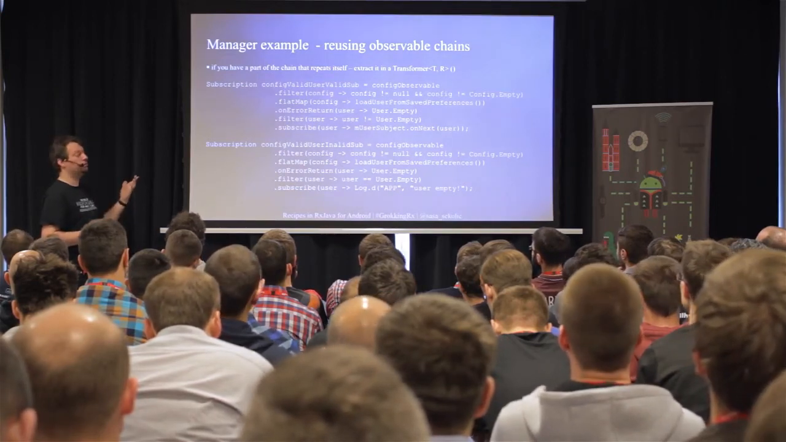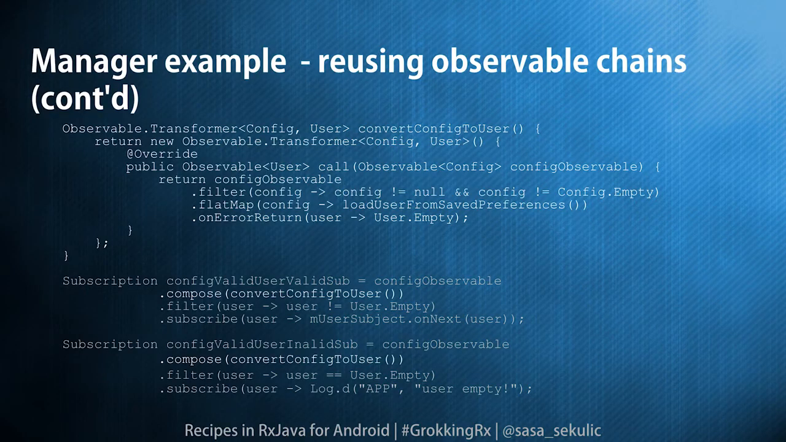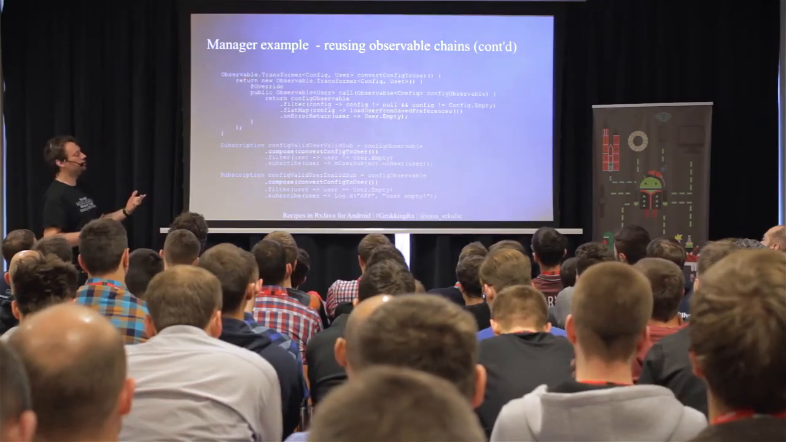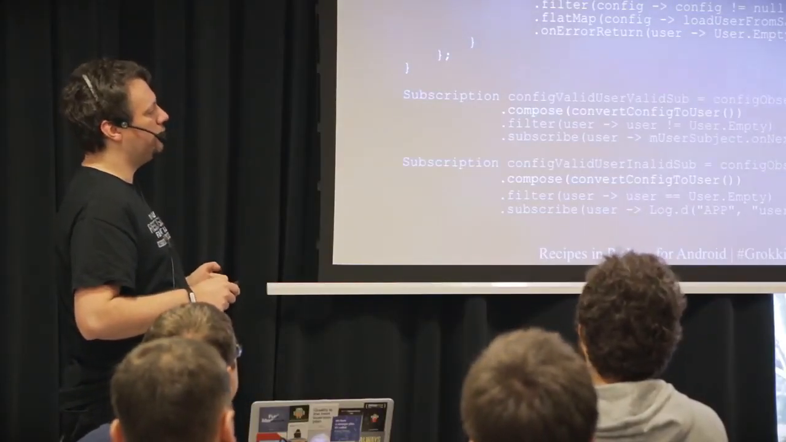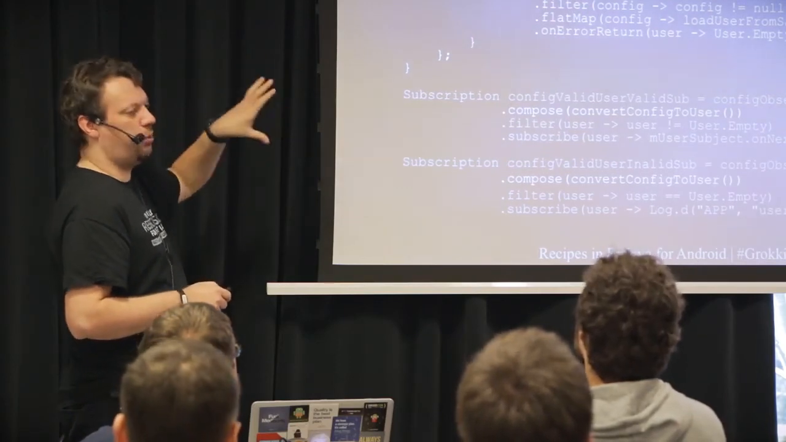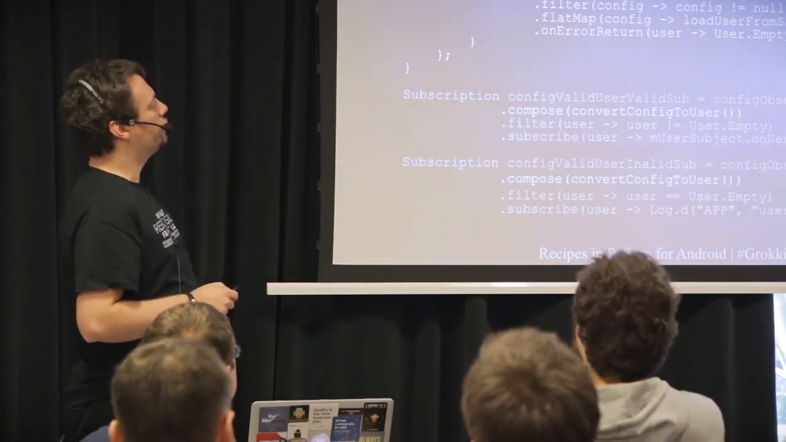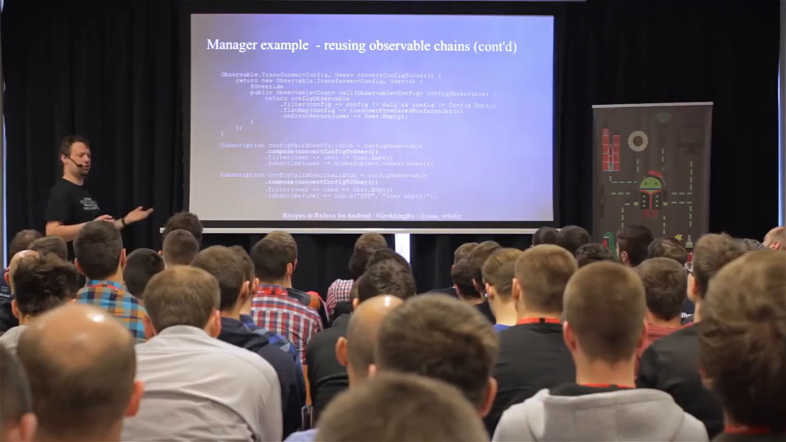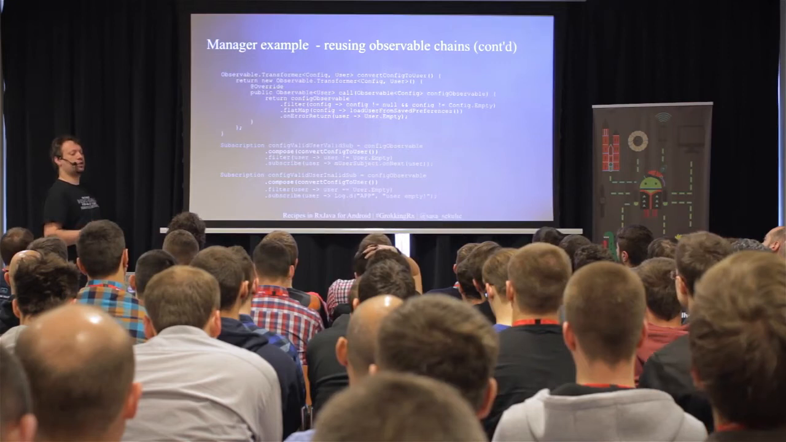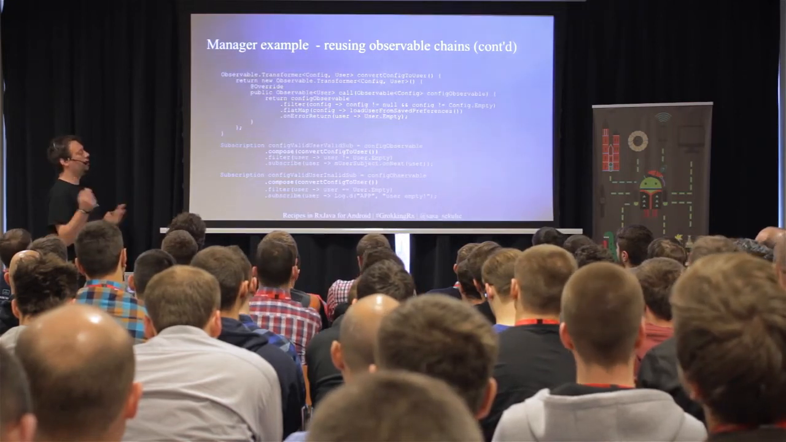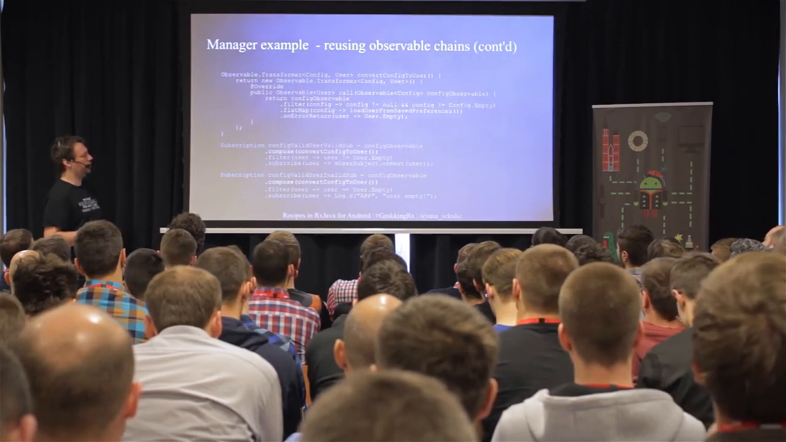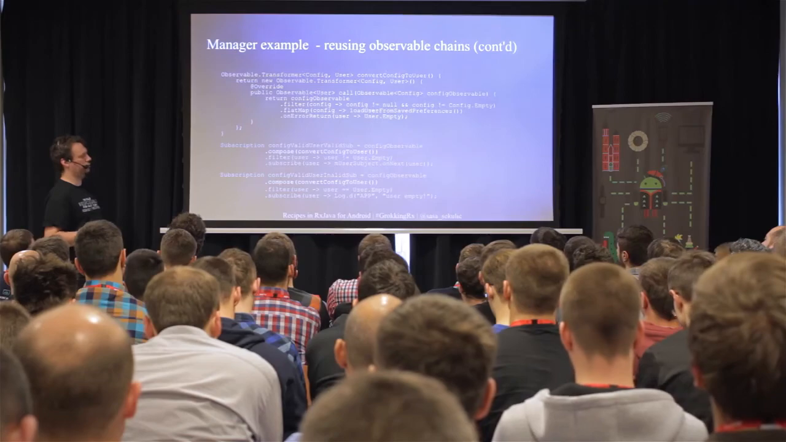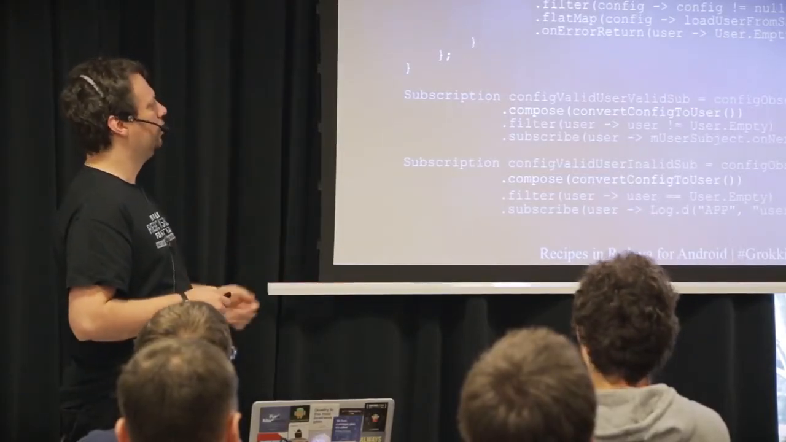Well, you have a transformer. So what does a transformer do? It takes one observable and returns something else. Why would you do that? Because then you can use this to extract parts of the chain that are used elsewhere. You can also return different types, and as you can see, you can also return the same types. So you say, okay, this is the transformer that takes the configuration in, gets the user out. And we always have the same thing. First we have the configuration observable, then we check that it's not null and not empty, then we do flat map, which shows the user, and then on error return.